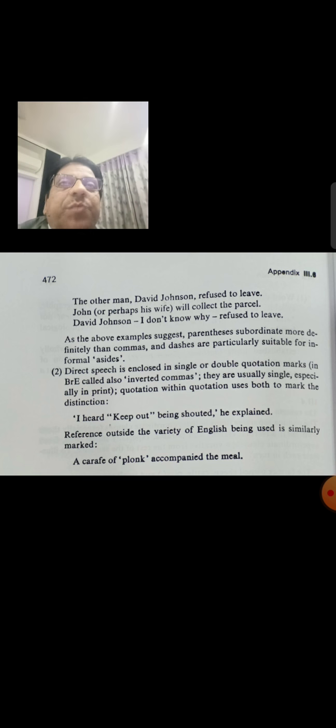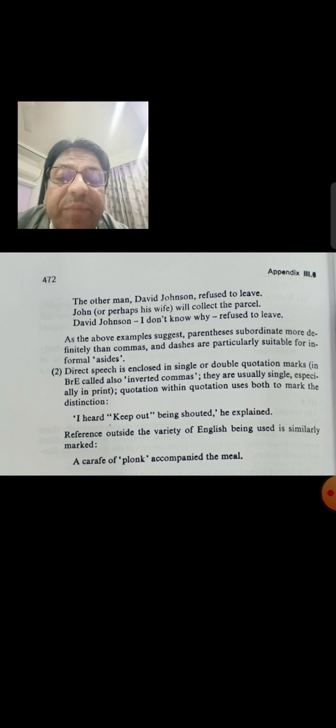So we start the quoted material. If there is a quotation within quotation, in order to differentiate between these two types of quotation, when we start the quotation, we start with a single inverted comma. Then we quote some other matter, some other words. We put two inverted commas to separate the two quotations. So this is how the inverted commas are used for quotations.